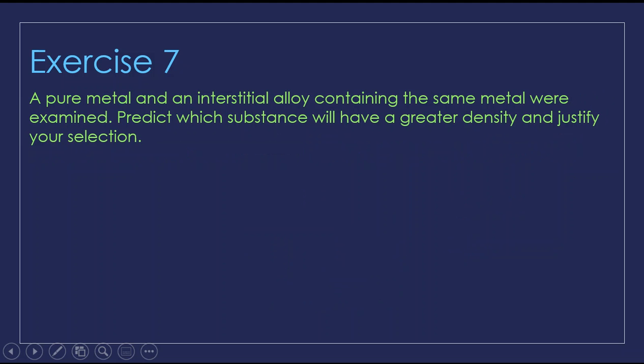All right, pure metal and interstitial alloy containing the same metal were examined. Predict which substance will have a greater density. Obviously, it should pop out to you which one's going to have the greater density. The alloy, because within the spaces in between, we're going to be filling that with more matter, right? More matter goes in, then you have more matter packed within the same space. Obviously increasing the density. So density, remember, is mass over volume.